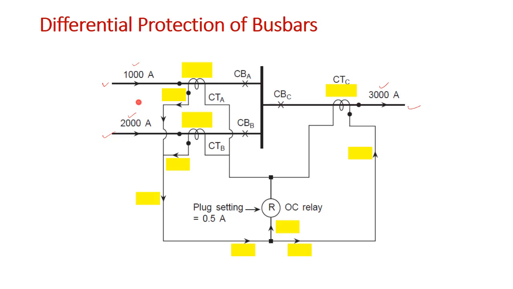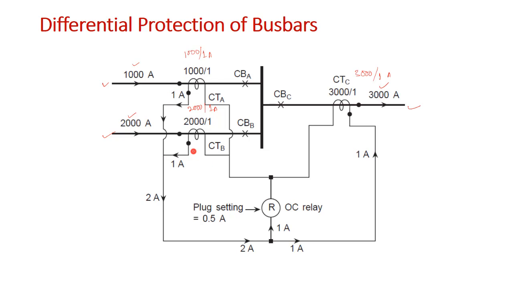So certainly this will be 1000 is to 1 ampere, this will be 2000 is to 1 ampere, and this will be 3000 is to 1 ampere. This is our intuition that we should take these ratios. But now let us analyze, will it work properly?